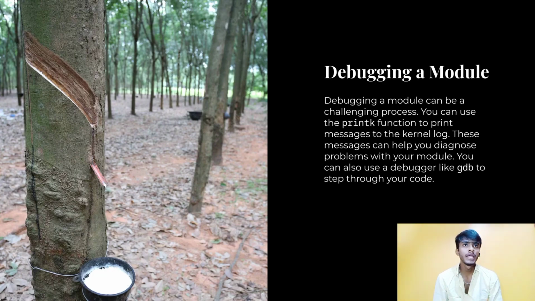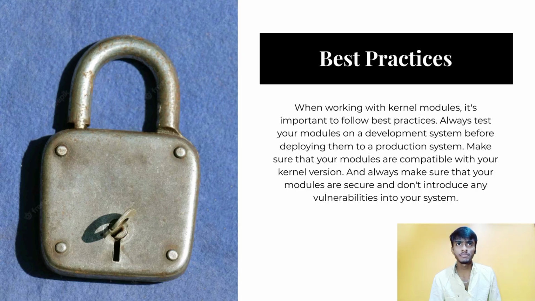Now let us see how to debug a module. Debugging a module can be a challenging process. You can use the printk function to print messages to the kernel log. These messages can help to diagnose problems with the module. You can also use a debugger like GDB to step through your code.